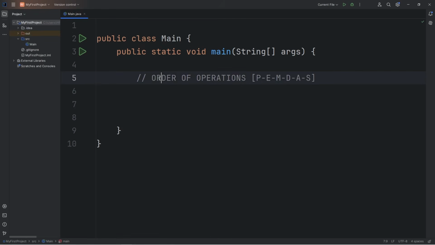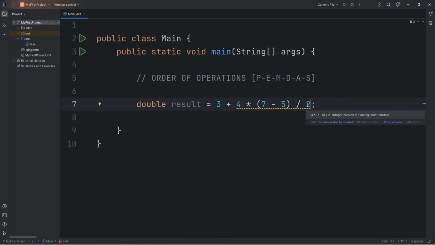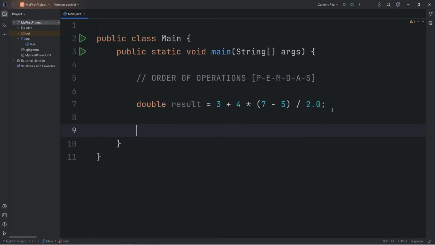The last thing I need to discuss today is the order of operations, and there's an acronym, PEMDAS. It's parentheses, exponents, multiplication, division, addition, then subtraction, in that order. You may hear the phrase to remember this, please excuse my dear Aunt Sally, but I like the phrase, please excuse my dope-ass swag. That's my version that I like to use. Let's say we have the equation double result equals 3 plus 4 times parentheses 7 minus 5 divided by 2.0. I'm dividing by 2.0 because right now we're using integer division, which we previously talked about. So I'm going to use 2.0 so we retain that decimal portion. Again, that's a topic for another day.